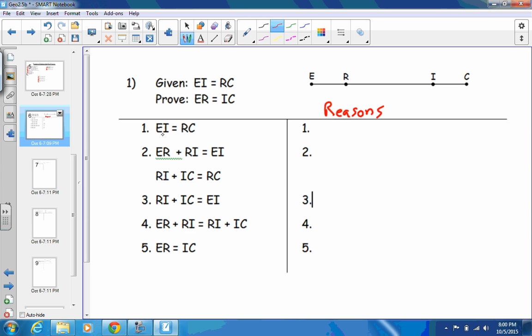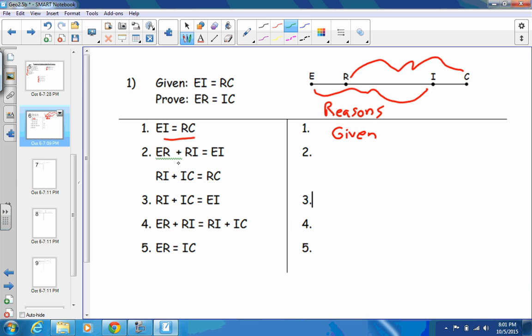And you always start with the given. So right in this example right here, I already gave you all 5 steps. You just have to give the reasons for it. So let's start with EI equals RC. And you know what? I think there's actually a proof just like this on your test for this chapter. So get used to this one. So we can say that EI, this part right here, is congruent to RC. So this whole part right here. Those are congruent. That's our given. So that should be the easy one to give a reason for.